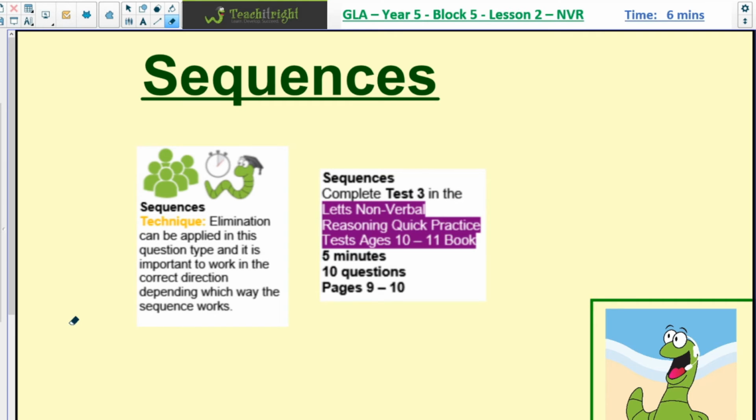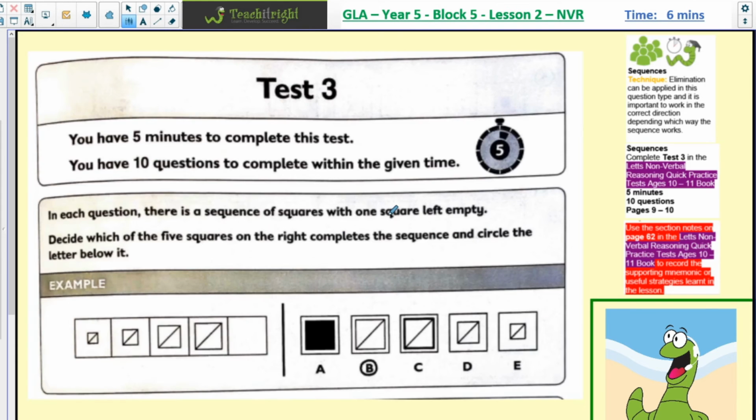Right, I'm going to move on to the next section, which is going to be sequences. So again, this is going to be the same textbook, or the same Let's book I should have said, and actually, if you look, it's just test 3. So all I need you guys to do is turn the page for me, and we'll have a brief talk through of the example. Right, so test 3, 5 minutes, 10 questions.